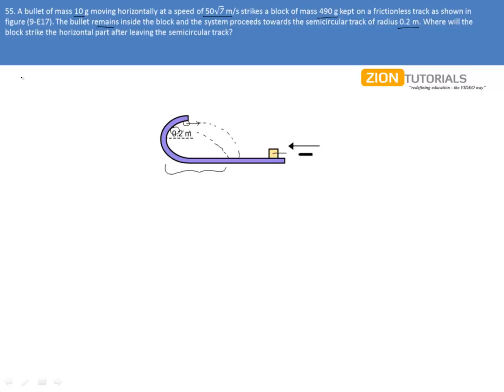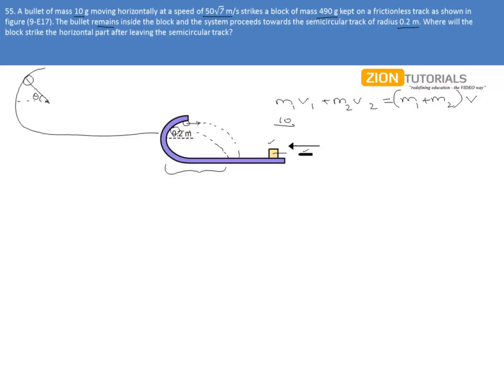So let me draw a clearer diagram in which, in the general case, this block stops at an angle of theta. Let this be theta, right? First of all, let me apply momentum conservation, because there is no external force on the system of bullet and block. So I can write m1v1 plus m2v2 will be equal to m1 plus m2, because the bullet remains inside the block, into v.